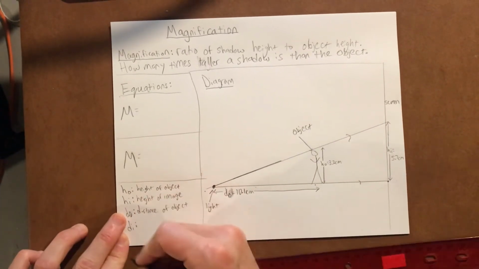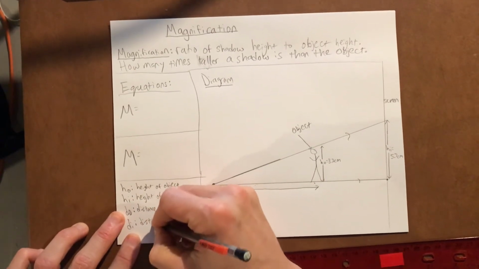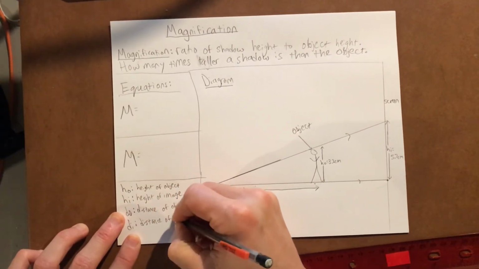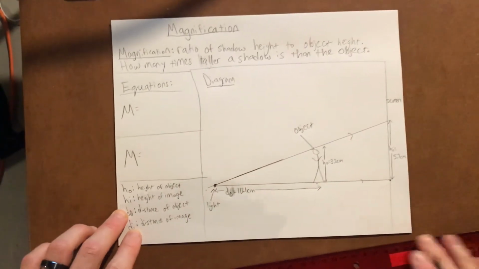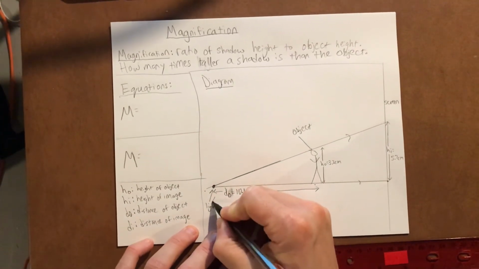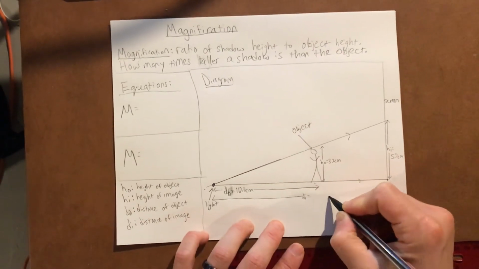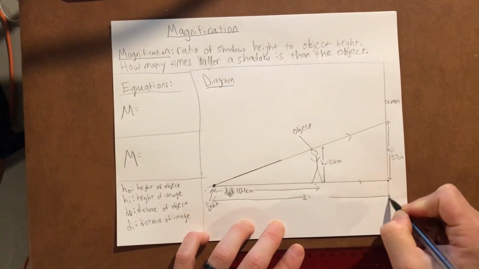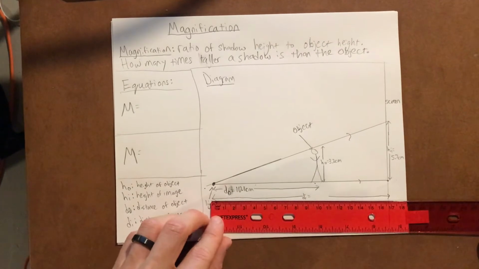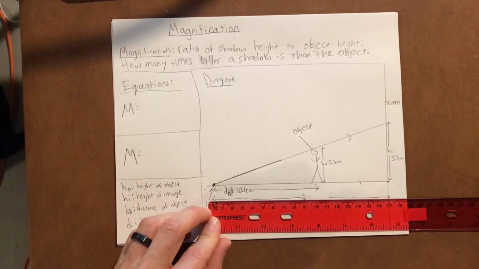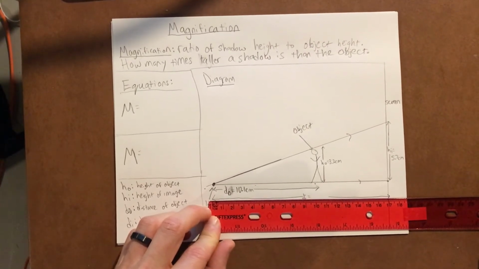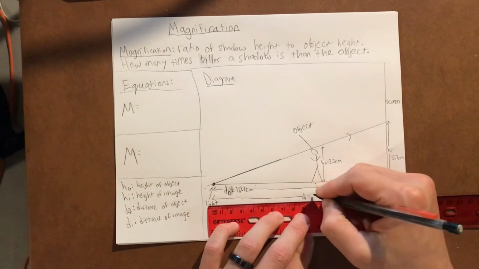Distance of the image, in other words, is our next variable. In other words, that's the distance of the shadow from the flashlight. So this line is going to be DI. And let's see what number we get. And it goes all the way to the screen because that's where the shadow shows up. Distance of the image from the flashlight to the screen, mine is about 17 centimeters.